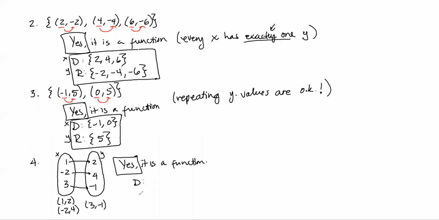And then the domain and range, these are also super nice because the domain are the x values that are listed over there on the left. So 1, -2, and 3. And the range values are on the right. So 2, 4, and -1.